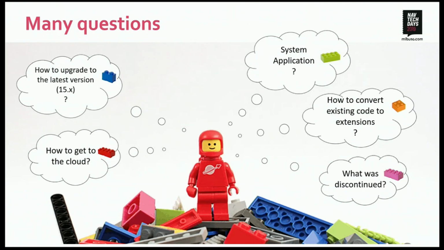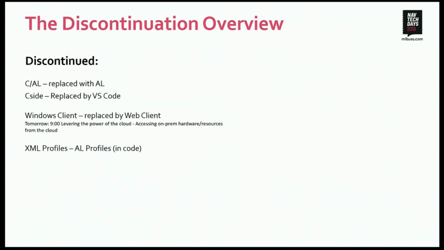So we are starting with the big picture, and we will answer this question, what was discontinued, first, because that's the easiest question. The thing that got discontinued is C/AL. We have replaced it with AL, and with that we have replaced C/SIDE with VS Code. The last release for the Windows client was the previous one. Right now we're in the web client. You may hit some issues with the client-side DLLs. There will be a session tomorrow that will show you how you can refactor the code if you're using any client-side DLLs.